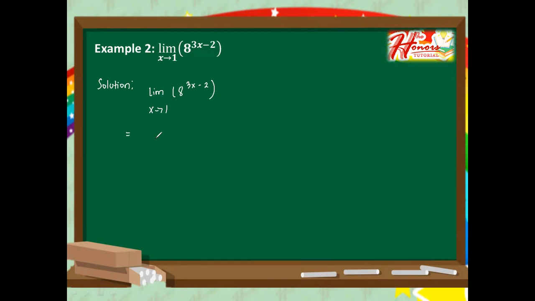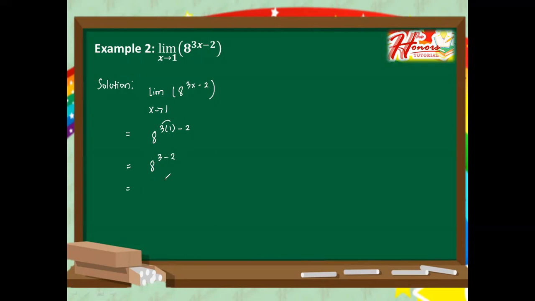So let's do direct substitution. So we have here 8 raised to 3 times 1 minus 2. And then let's simplify 3 times 1. So that is 8 raised to 3 times 1, that's 3, minus 2.